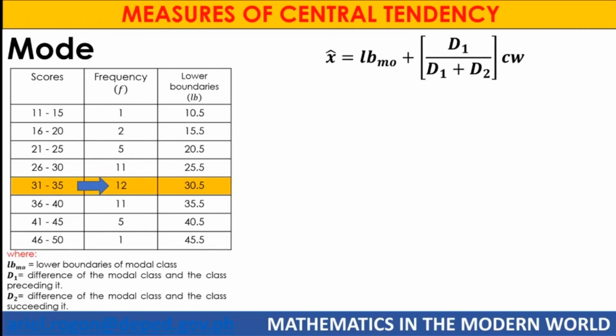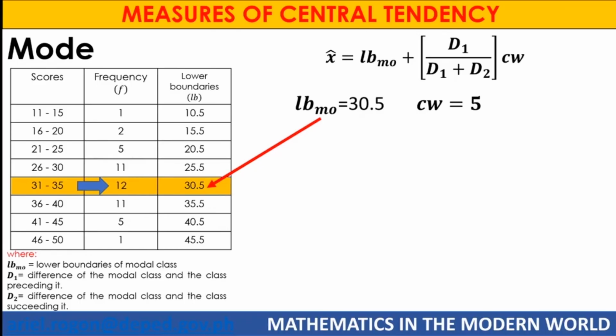Now, let us proceed with identifying the lower boundary of our modal class. That is 30.5, so it is already given there. The lower boundary of the modal class is 30.5. And our CW, or the class width, is also the same, which is 5. Okay, so we have the given.